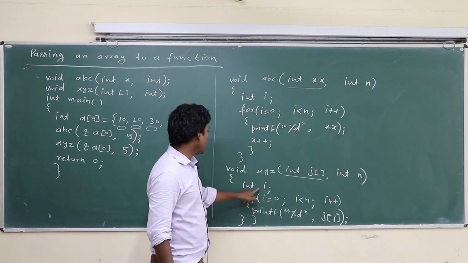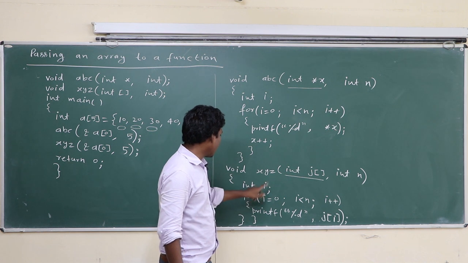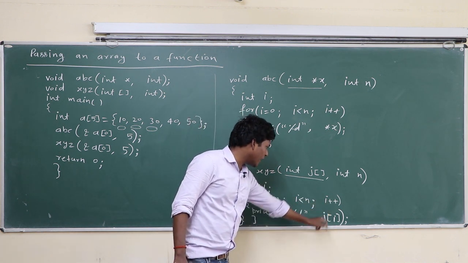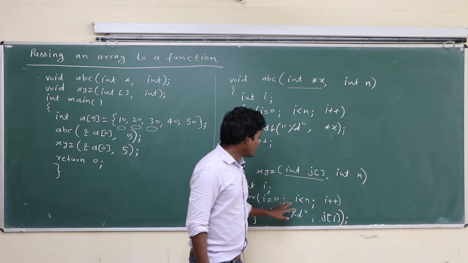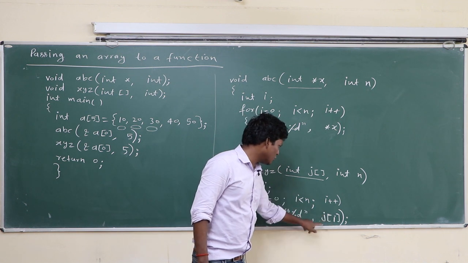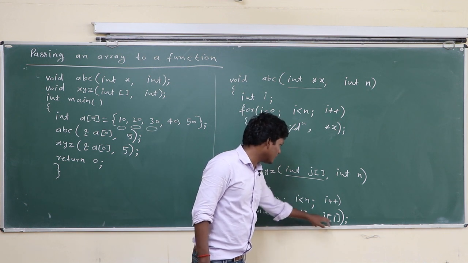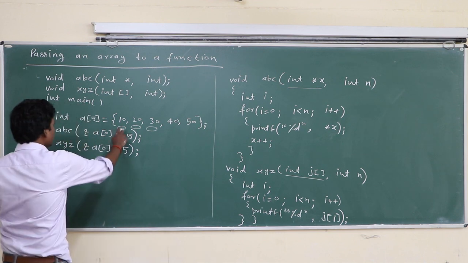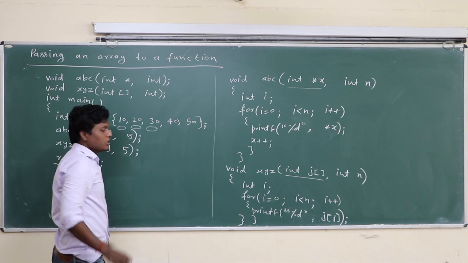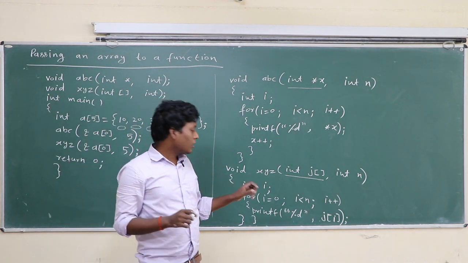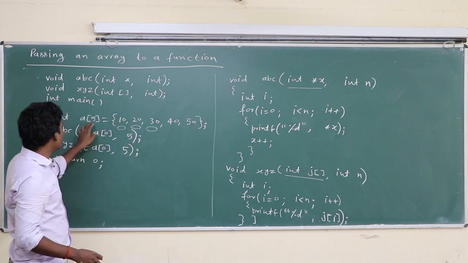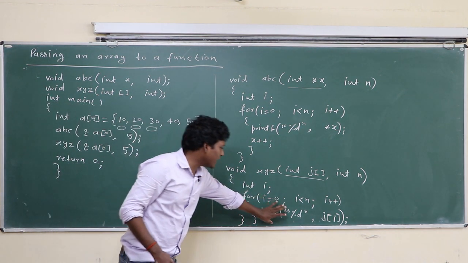Okay, now I declared i equal to 0, i is less than n, i plus plus, %d j of i. For each value of i, j is printed here: j of 0, j of 1, j of 2, j of 3, j of 4. From 0 to 4 the loop executes 5 times. So all elements of this array are printed here.